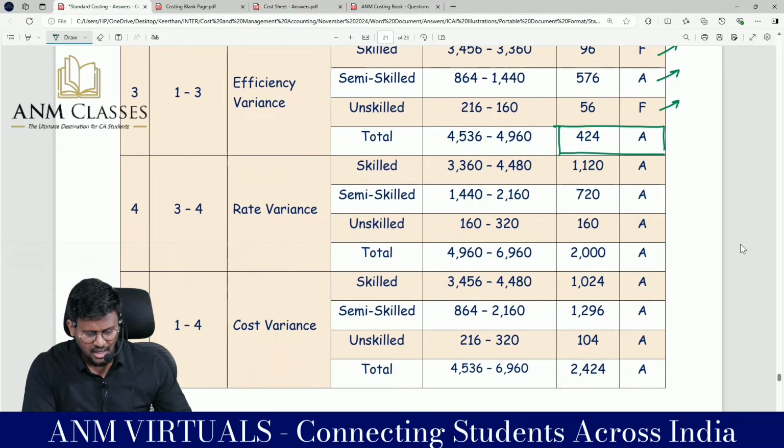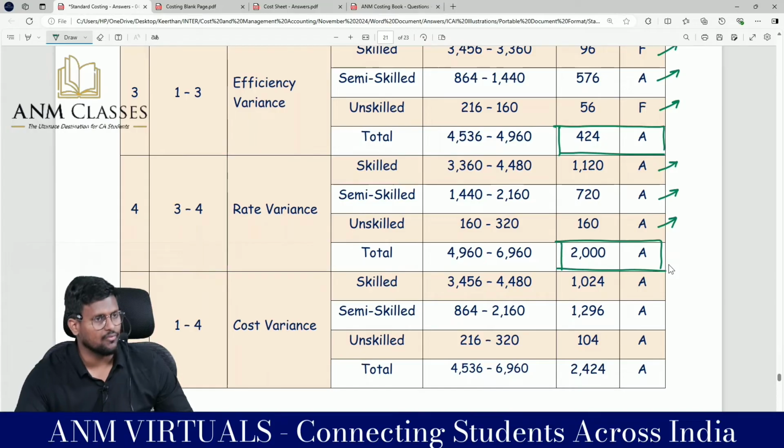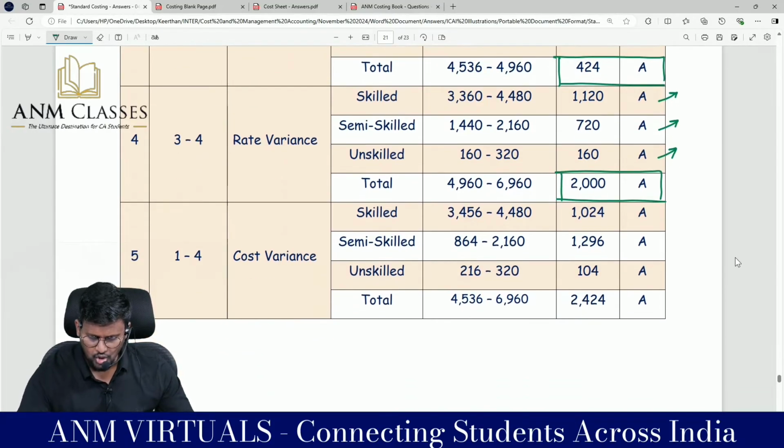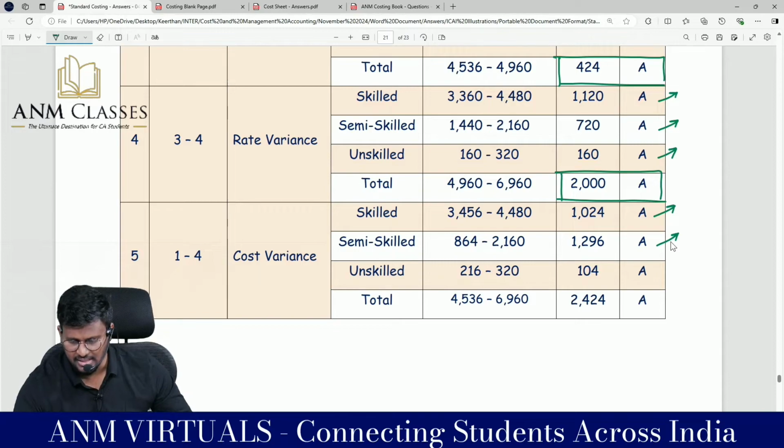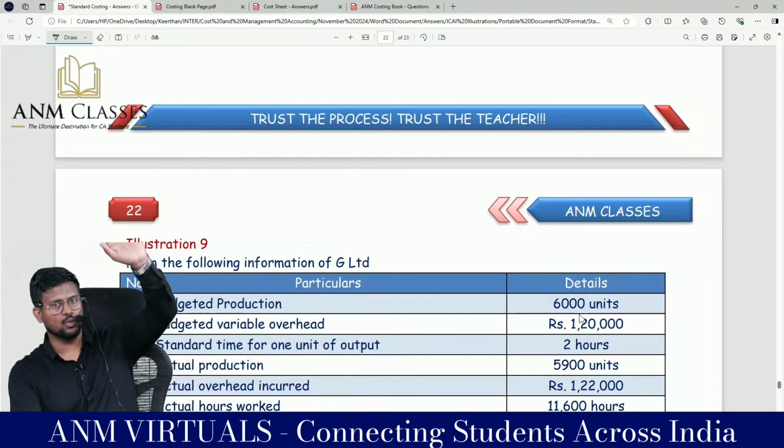3 minus 4 is labor rate variance. Skilled is 1120 adverse, 720 adverse, 160 adverse. Total 2000 adverse. Comfortable? Yes, sir. And the last one, cost variance. Sir, skilled 1024 adverse, semi-skilled 1296 adverse, unskilled 104 adverse. Total 2424 adverse is the total to total. Comfortable? Yes, sir. How many of you got the right answer for the question number 2?